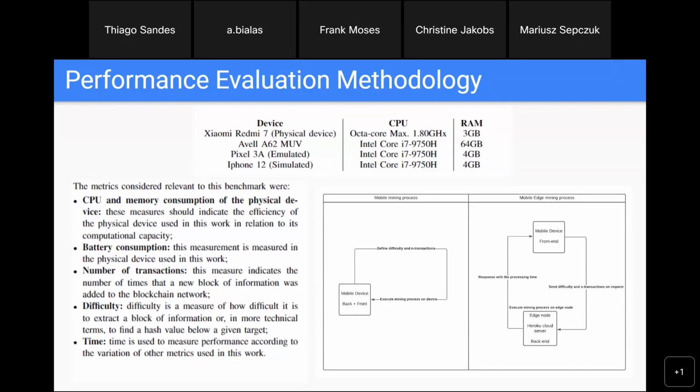Two architectures were used in the mobile blockchain benchmark. One without the use of edge computing in the blockchain network validation process, and another with the use of edge computing to support the mobile blockchain.